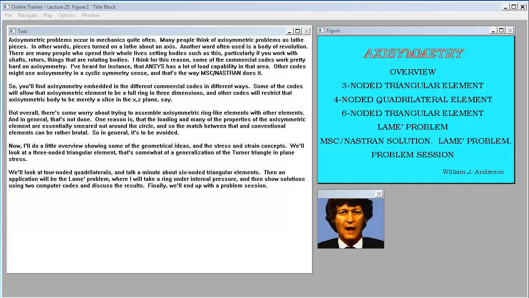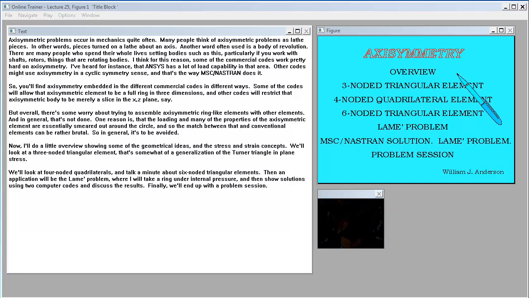Some of the codes will allow that axisymmetric element to be a full ring in three dimensions, and other codes will restrict that axisymmetric body to be merely a slice in the XZ plane, say. But overall, there's some worry about trying to assemble axisymmetric ring-like elements with other elements, and in general, that's not done. One reason is that the loading and many of the properties of the axisymmetric element are essentially smeared out around the circle. And so the match between that and conventional elements can be rather brutal. So in general, it's to be avoided.